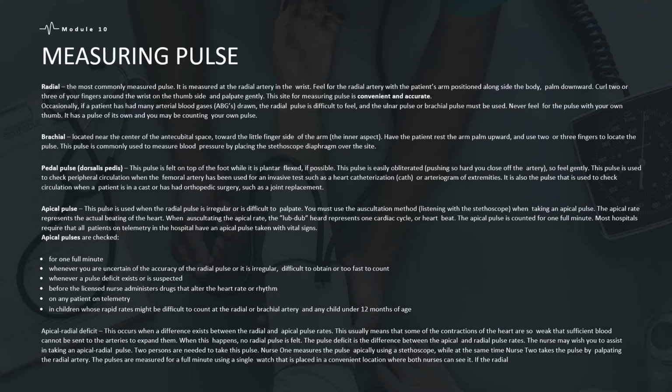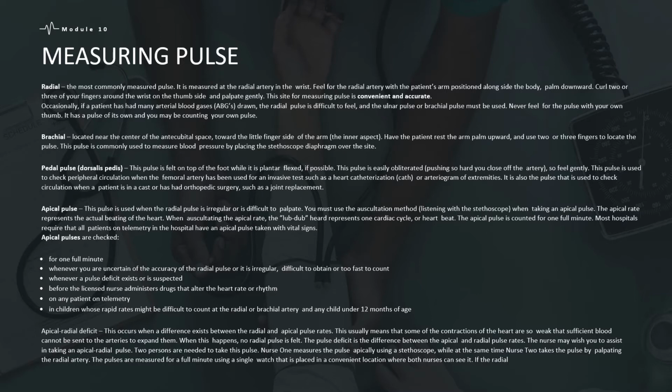Most hospitals require that all patients on telemetry in the hospital have an apical pulse taken with vital signs. Apical pulses are checked for 1 full minute whenever you are uncertain of the accuracy of the radial pulse, or it is irregular, difficult to obtain, or too fast to count. Whenever a pulse deficit exists or is suspected. Before the licensed nurse administers drugs that alter the heart rate or rhythm on any patient on telemetry. In children whose rapid rates may be difficult to count at the radial or brachial artery, and any child under 12 months of age.